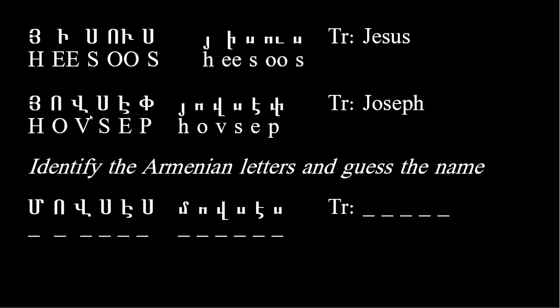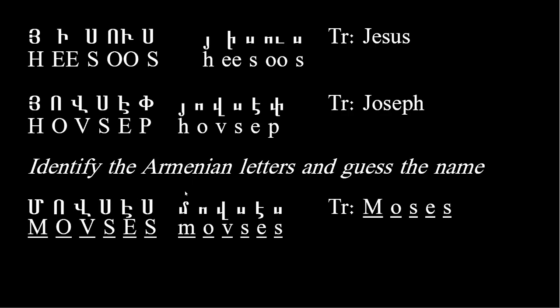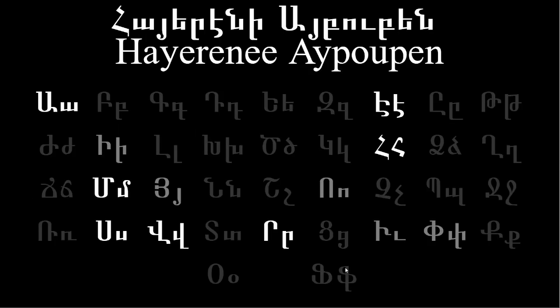There's an added V sound. This will help you guess the following name. So pause the video, solve the problem, and I will show the solution in 3, 2, 1. Mofses, which translates to Moses. And with that, we've unlocked a few more letters. So pause the video, add them in your table, and let us proceed.